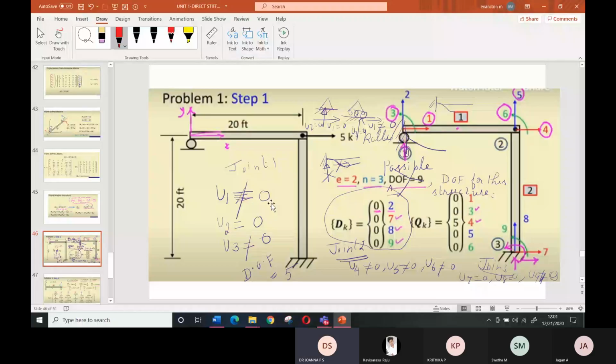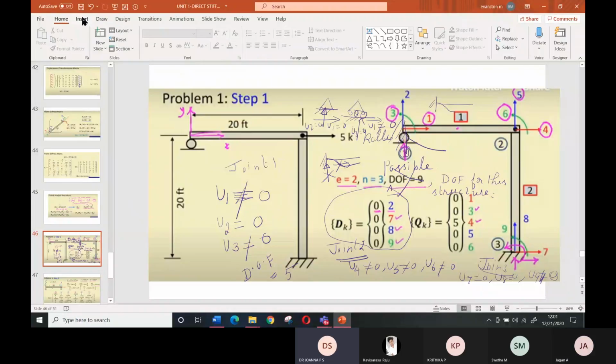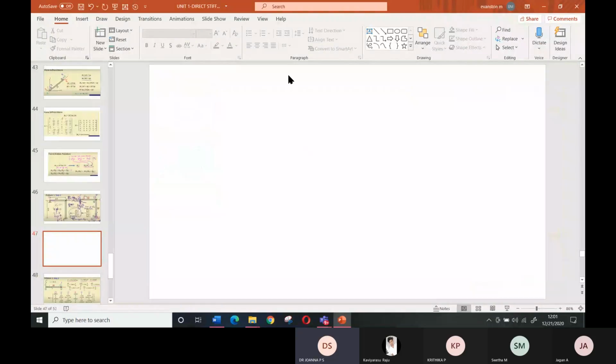U1. Wait. I think because of me only it got confused. Vertical. U1 is not equal to 0. Here it's correct only, I marked. Should I explain one more time? Degree of freedom. I'll explain. Wait. I think you are getting confused. I'll explain with a new slide. Okay.